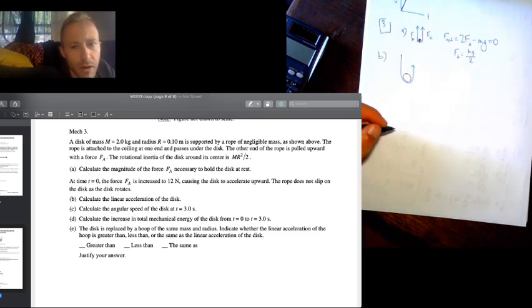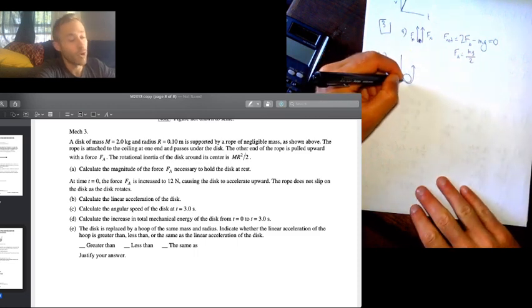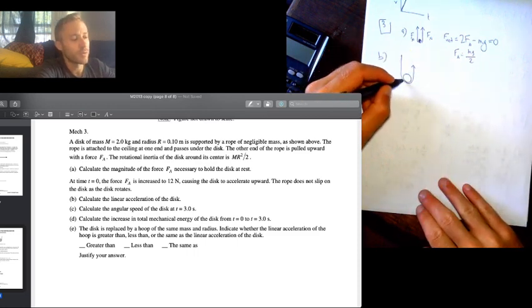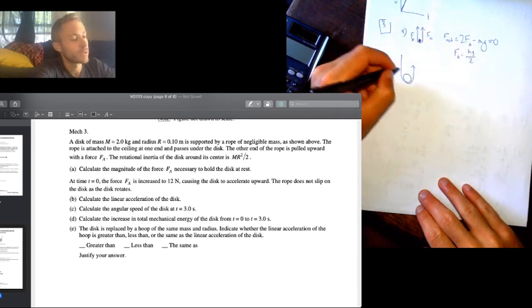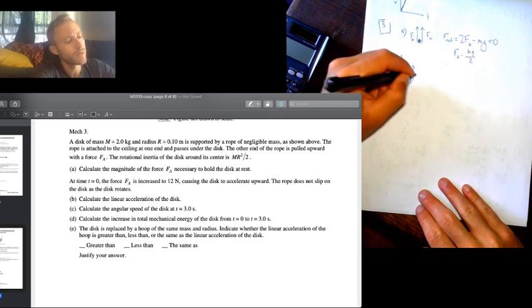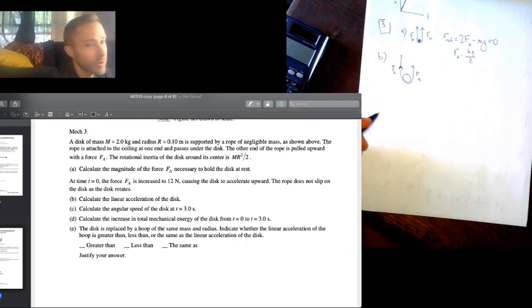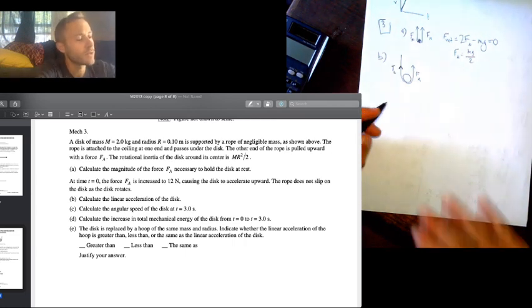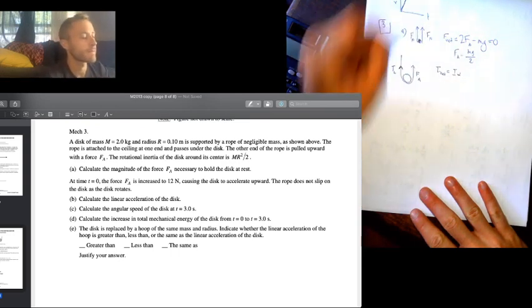All right, so this one is a little bit tricky because when you have a rope that is pulling something and it's causing the thing to rotate, we actually have two different tensions. We're going to have a tension on the left, and a tension on the right, which is just F_A. And they're not going to be equal to each other. So we're going to have to use net torque equals I alpha. Okay.